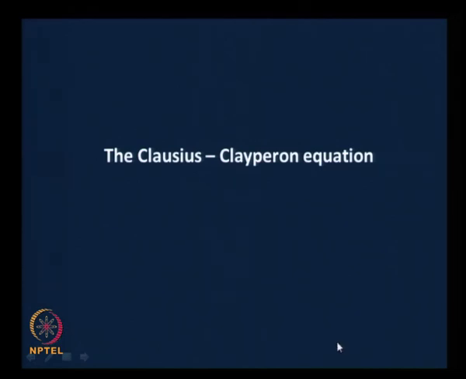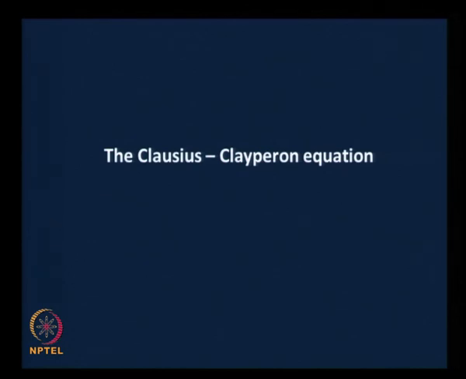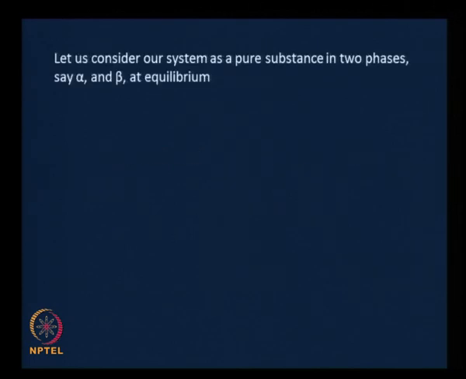Okay, let us begin to look at one of the fundamental relationships when we consider phases in equilibrium, especially when transitions between phases take place, and that is called the Clausius-Clapeyron equation. We are going to start doing this, and let us see how far we get today. Let us consider our system as a pure substance. We will start with pure substances, that is good to understand the basis.